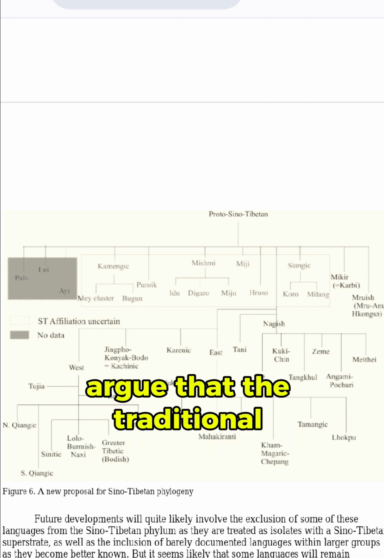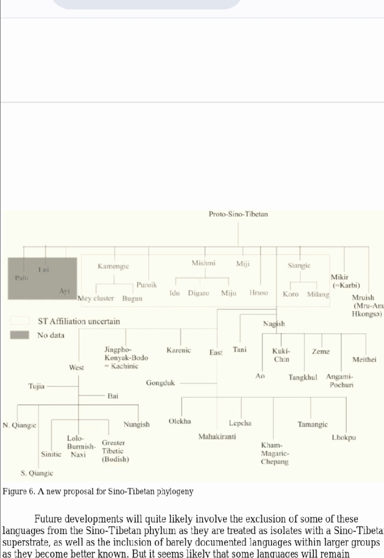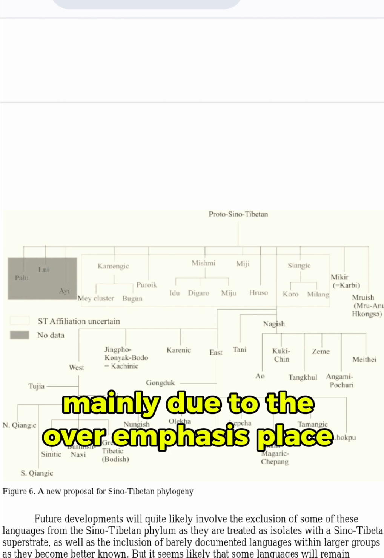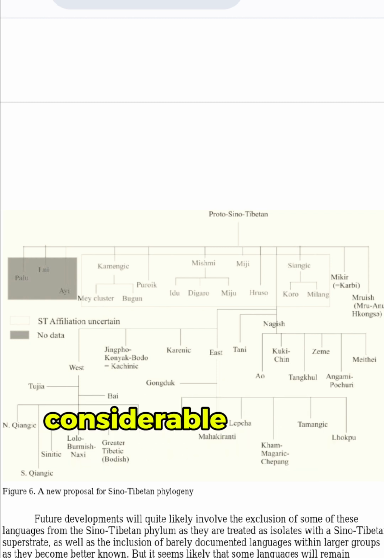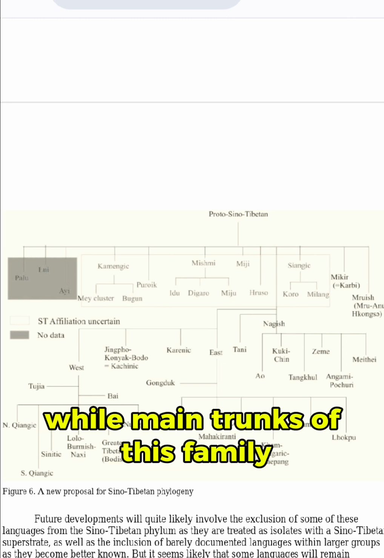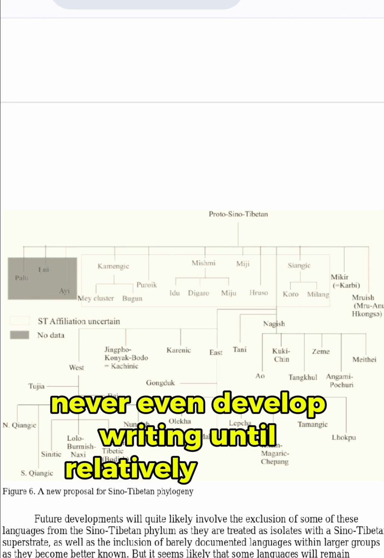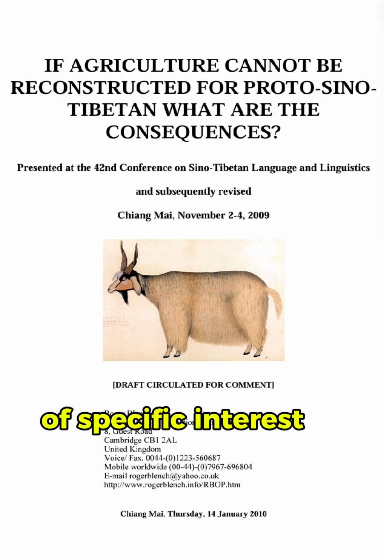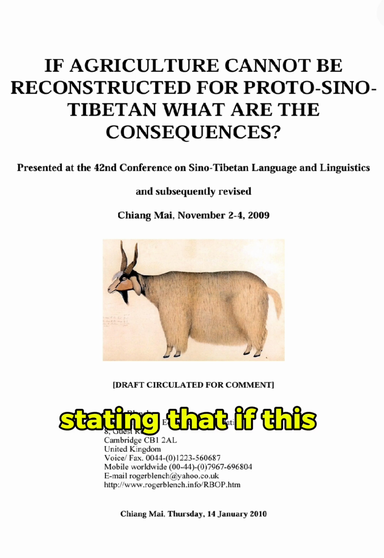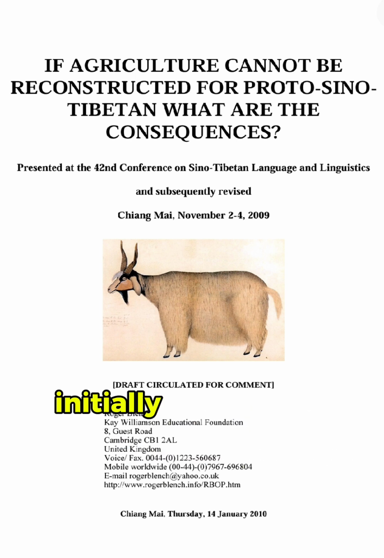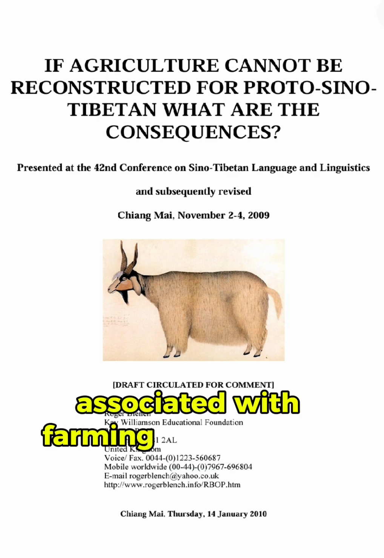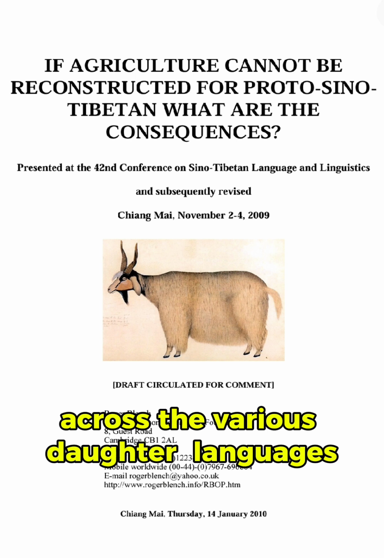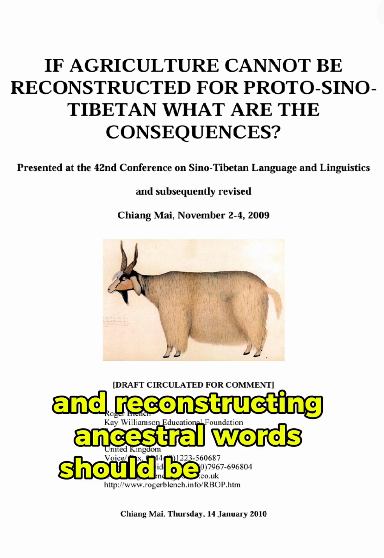Both argued that the traditional classification of Sino-Tibetan was problematic, mainly due to the overemphasis placed on Chinese, Burmese, and Tibetan, as these high cultures left considerable written records, while main trunks of this family never even developed writing until relatively recently. Of specific interest is Blench's argument, stating that if this family's speakers initially spread out due to advanced farming techniques, as seen in the Yellow River urheimat theory, then words associated with farming should have cognates across the various daughter languages, and reconstructing ancestral words should be possible.